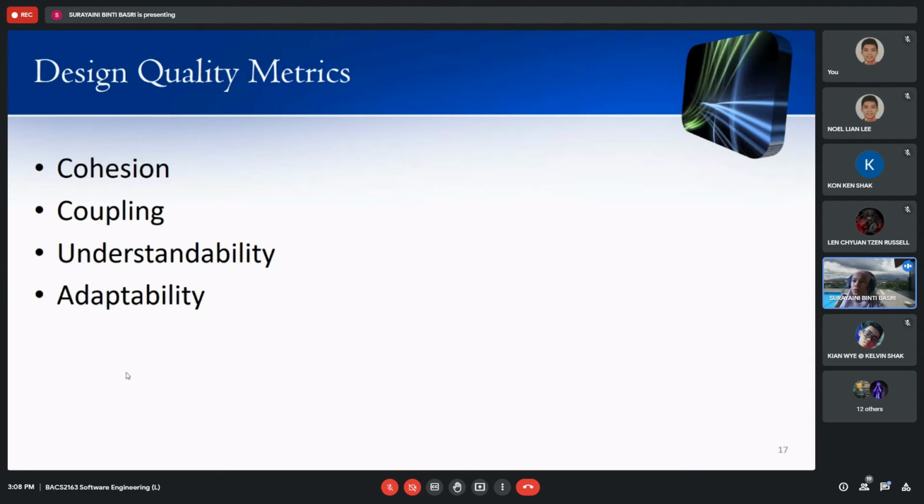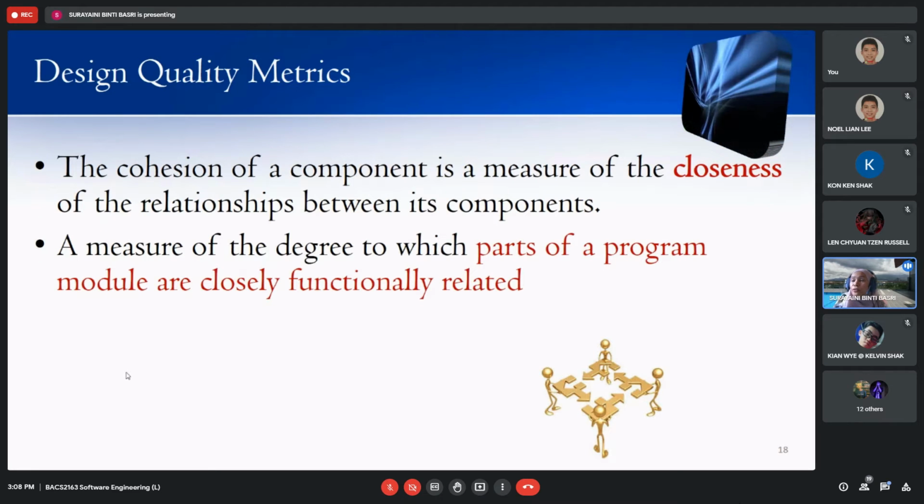First is cohesion, second is coupling, third is understandability, fourth is adaptability. So the first is cohesion.